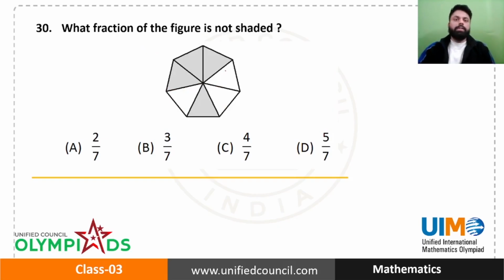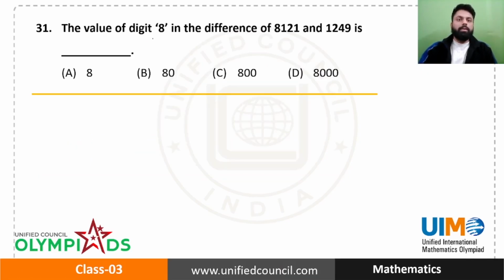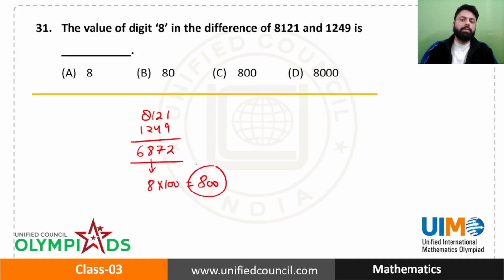What fraction of the figure is not shaded? So 1, 2, 3, 4, 5, 6, 7 parts are there, out of which 1, 2, 3 are not shaded. 3 by 7. The value of digit 8 in the difference of 8121 and 1249. 11 minus 9 is 2, 11 minus 7 is 4, 10 minus 2 is 8, 7 minus 1 is 6. Now here the value is 8 multiplied by 100, that is 800.